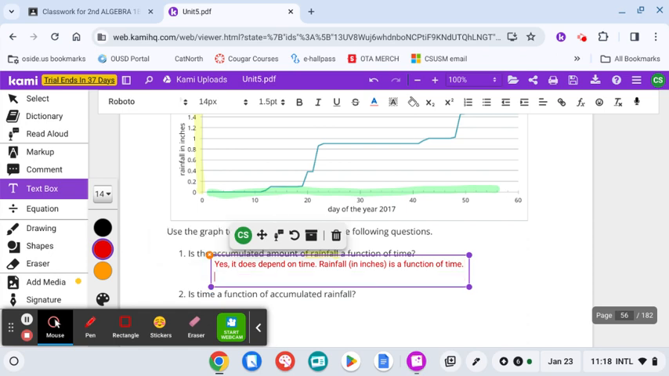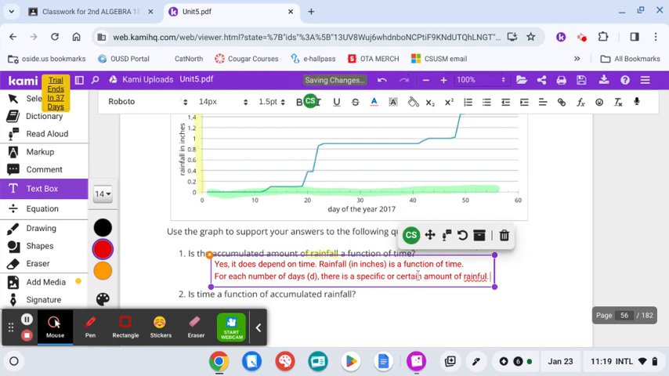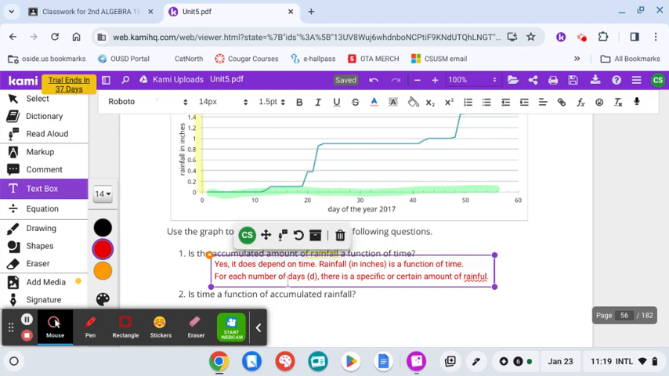And then to go further, for each number of days, like the d-axis, there is a specific or certain amount of rainfall. So we're taking that definition we were familiar with from first semester, for every x, there's only one y, and we're putting it into context. For each number of days, the x-axis, there's a specific amount of rainfall.